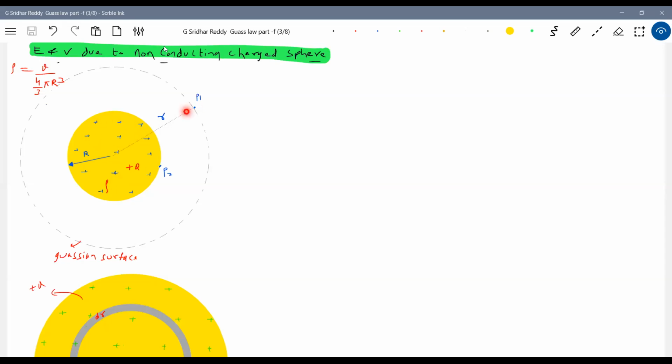But in the calculation of electric field, we can treat this whole charge as a point charge kept at the center of the Gaussian surface. If this whole charge plus Q is at the center of the Gaussian surface, tell me what is the electric field strength? How much are you going to write? This should be equal to KQ by r square, where r is greater than R. Similarly, what is the potential? KQ by r.